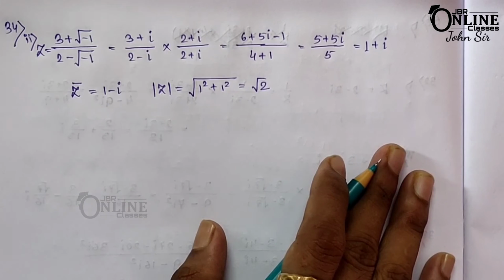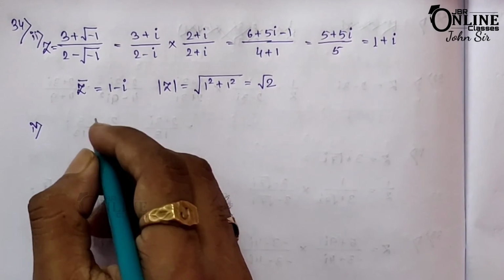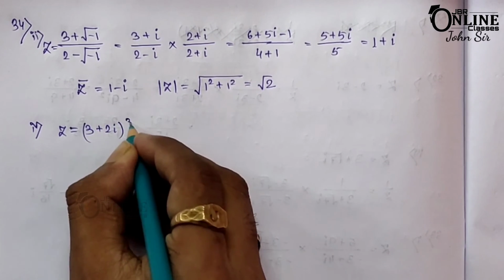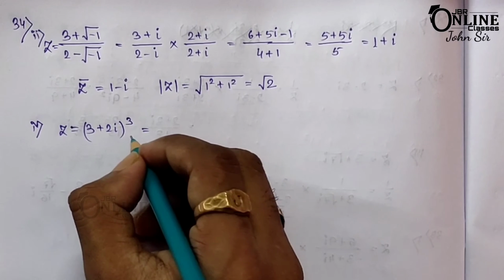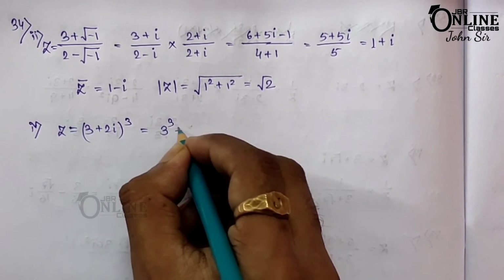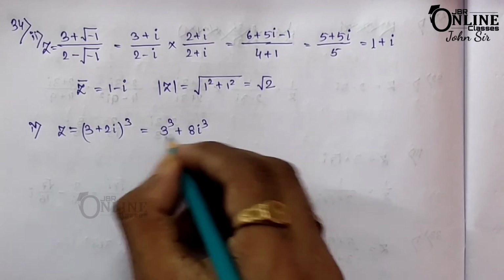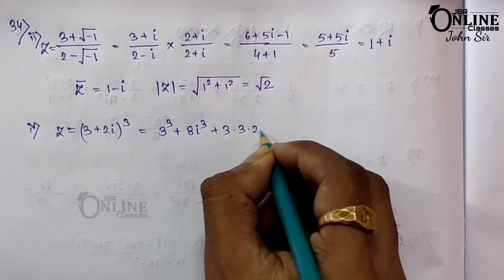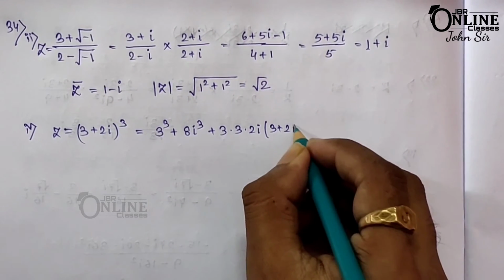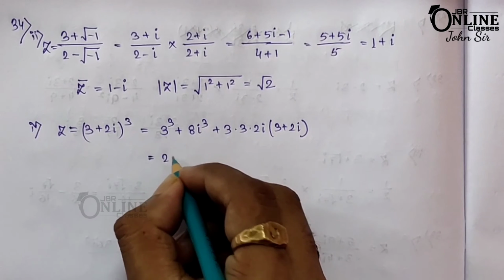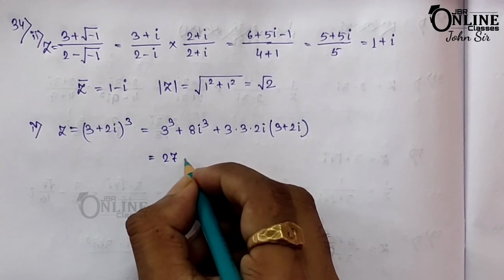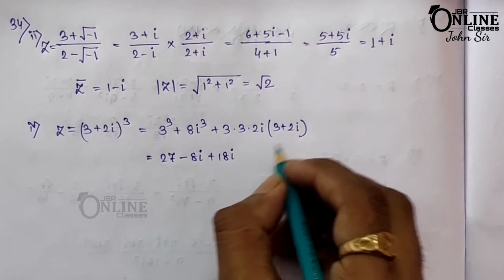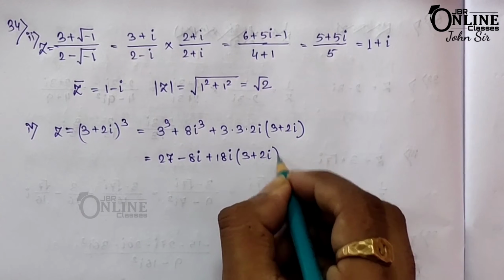Now for the next one, that means the fourth one. In the fourth one you have z equals (3 + 2i) whole cube. You know the formula of (a + b) whole cube. So first a³, then it will be b³. b³ means (2i)³, 2 cubed is 8, and then 3ab(a + b). Okay, so now it will be 27, and here i³ means minus i, so it will be minus 8i. Then 3 into 3 into 2 is 18, so 18i into (3 + 2i).